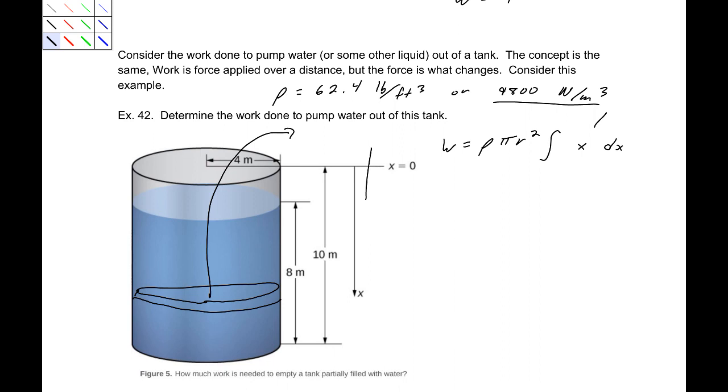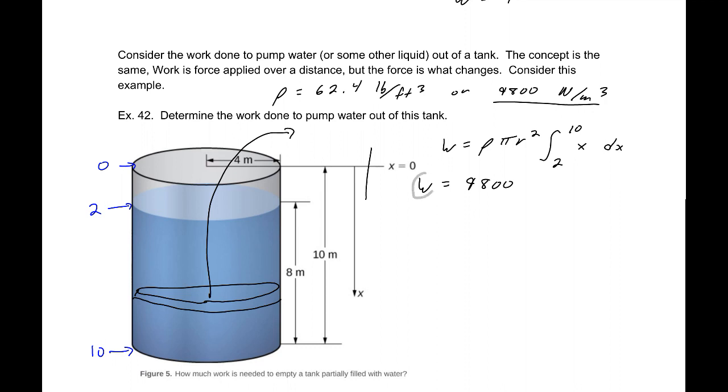And we are wanting to do this from 2 to 10, because the top of the water at this point is at 2. It's because 0 is starting here, and we are going down to a depth of 10. So we're evaluating this from 2 to 10. Alright, now let's fill in the information we know. Rho is 9,800. I'm not going to worry about the units here. Pi r squared, our radius is 4 squared. Integral from 2 to 10 of x dx.